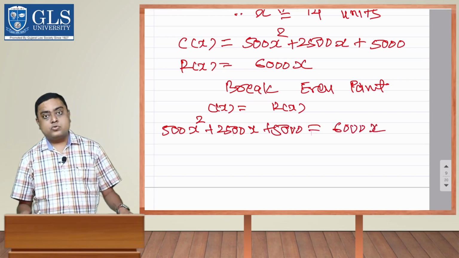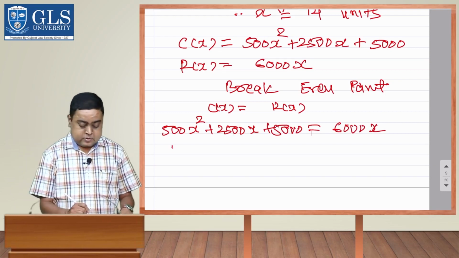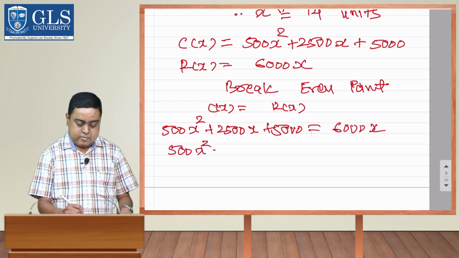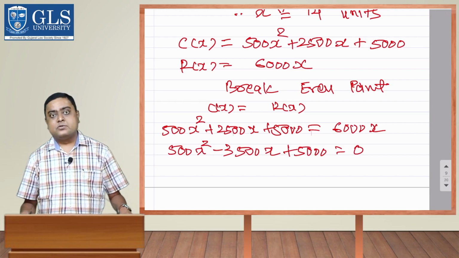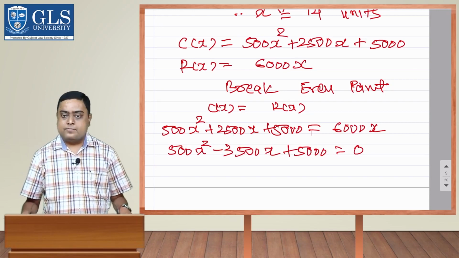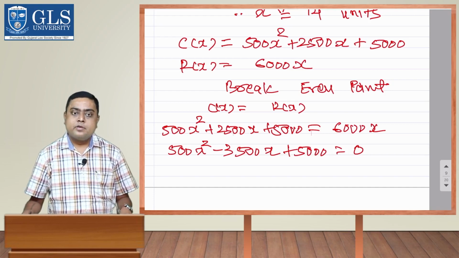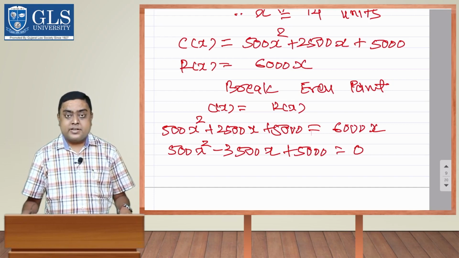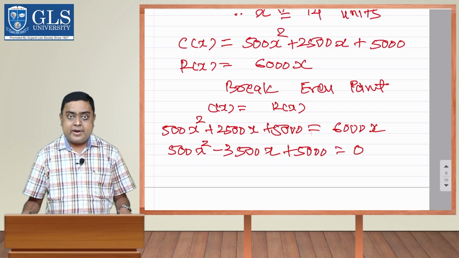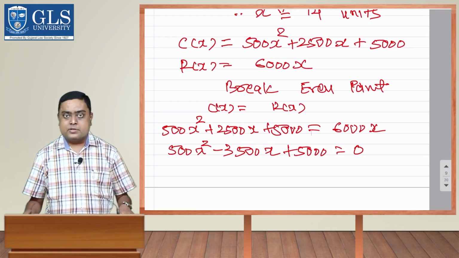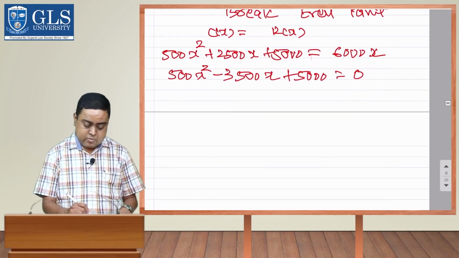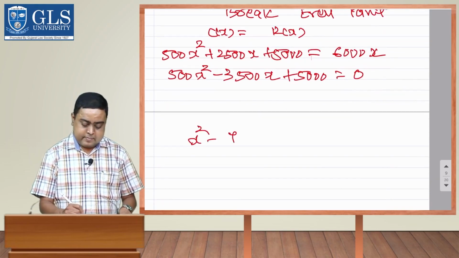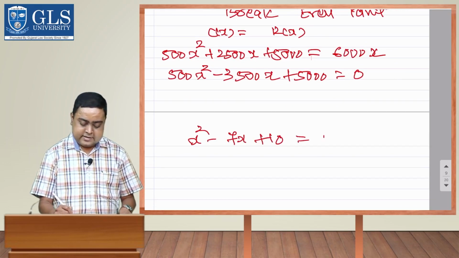And now I am going to solve this equation. So I have 500x square minus 3500x plus 5000 is equal to 0. On the left hand side, in all three terms, we find the common divisor 500 and the right hand side is 0. So I ignore this common divisor 500. So this equation is now x square minus 7x plus 10 is equal to 0.